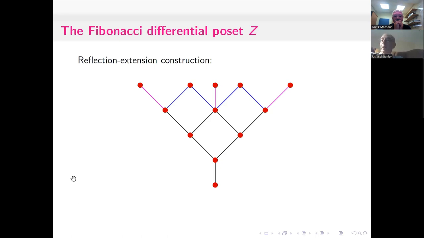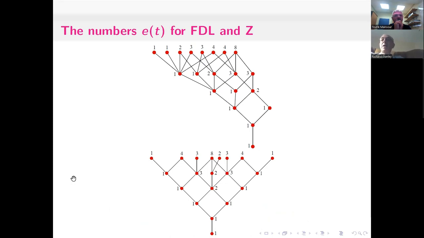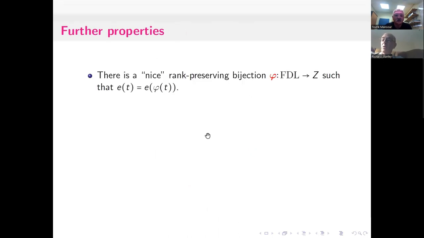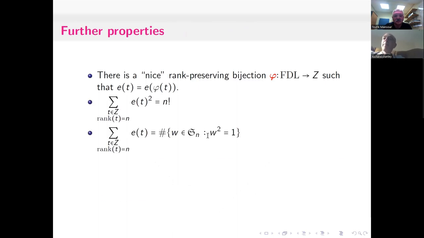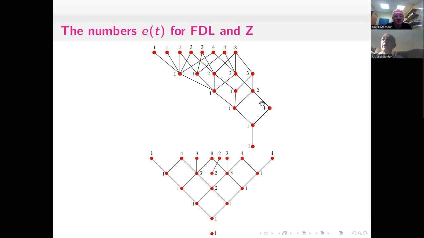Now let's look at the numbers E(T) for FDL and for Z, for these two Fibonacci lattices. That is, for each element T, I look at the number of saturated chains from 0 to T. Here's what they look like for Fibonacci and for Z, the differential one. Well, you'll notice one sort of amazing coincidence. The numbers at level n are the same as multisets. Like there's one 8 here, and there's one 8 here, although the intervals, like from this bottom to this 8 and from this 8 to this 8, have completely different interval structure.